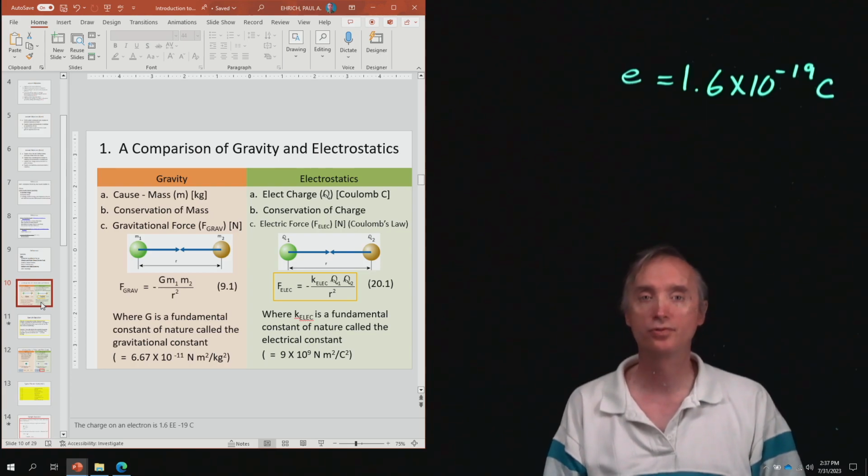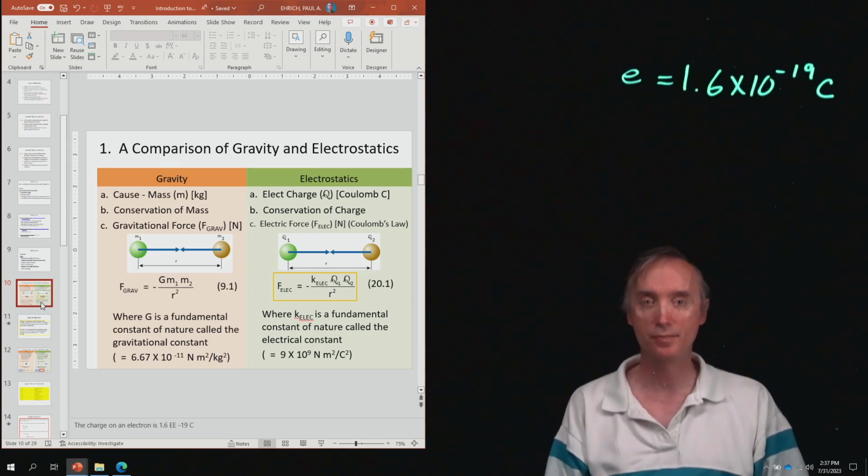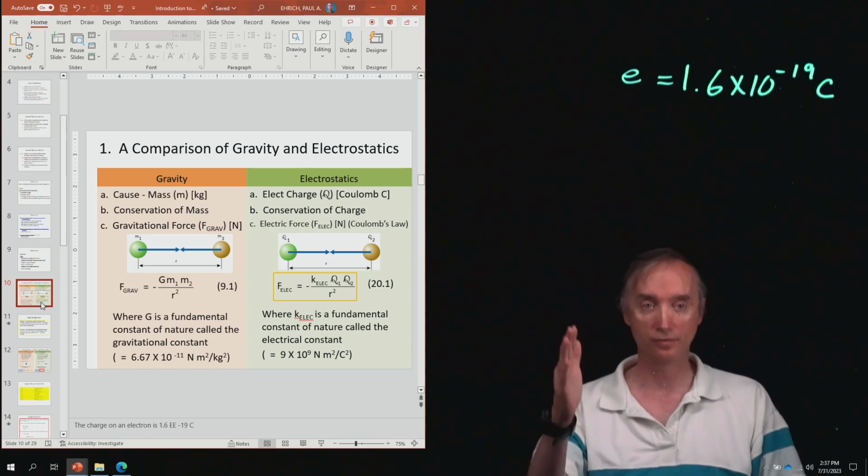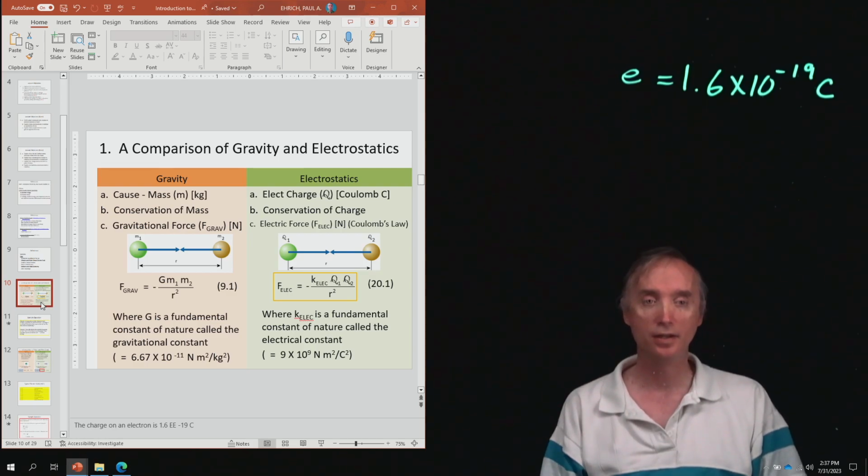Okay, let's start our tour of electricity and magnetism by making a comparison of gravity and electrostatics. Now, if you're one of my students, don't worry about anything that is in the first column because it's going to be later in the course when we start talking about what gravity is. But I think that you're more familiar with what gravity is, and so I wanted to compare gravity with electrostatics.